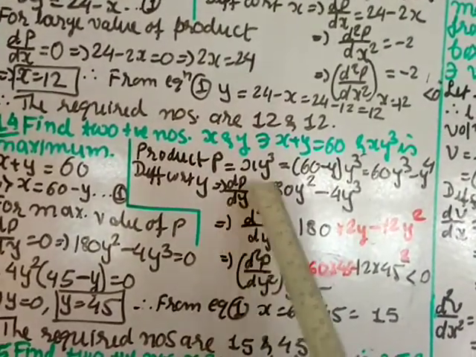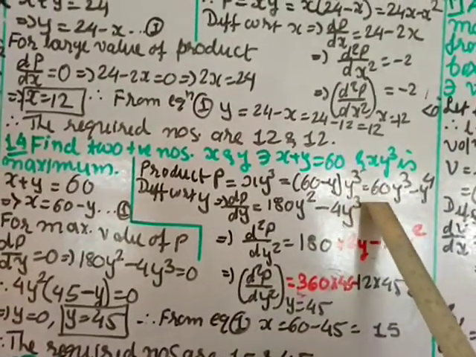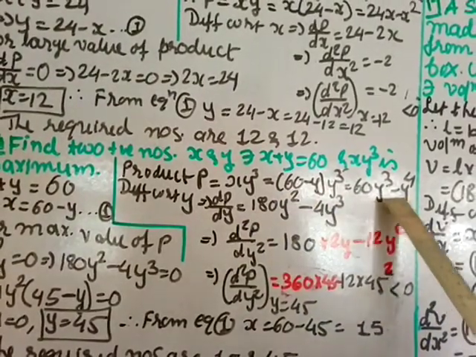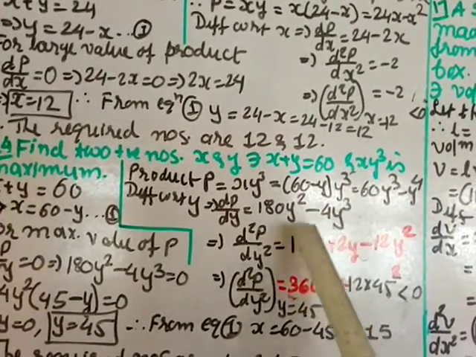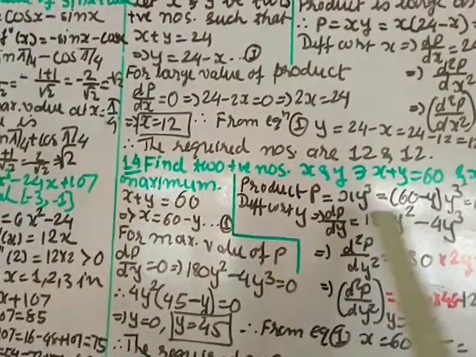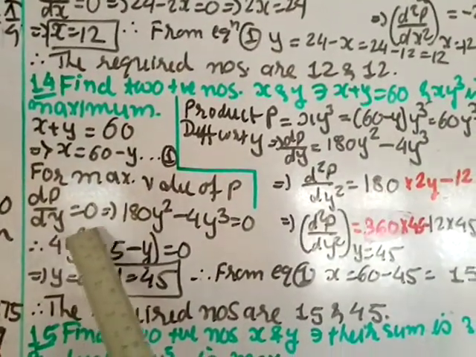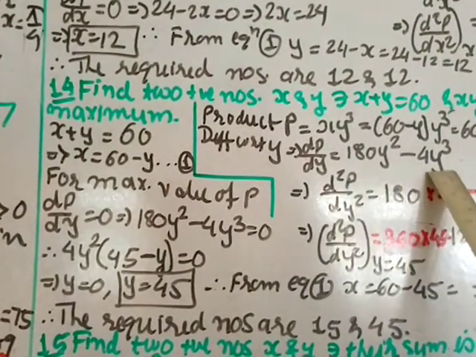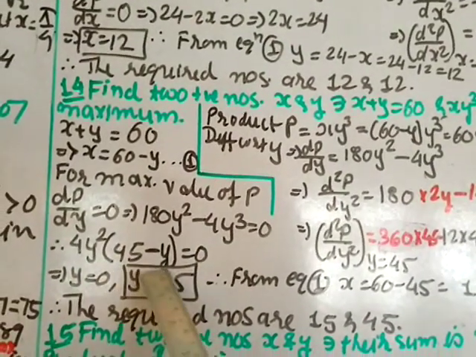Differentiate with respect to y. Here 60 into y cube means 60 into 3, that is 180 y square, minus y power 4 is 4 y cube. Now the second derivative: 180 into 2y, minus 4 into 3, 12 y square. Now for the maximum value, they have said that the product is maximum, so I have to equate dp by dy equal to 0. So dp by dy is 180 y square minus 4 y cube equal to 0. Taking 4 y square common, we get 45 minus y equal to 0.